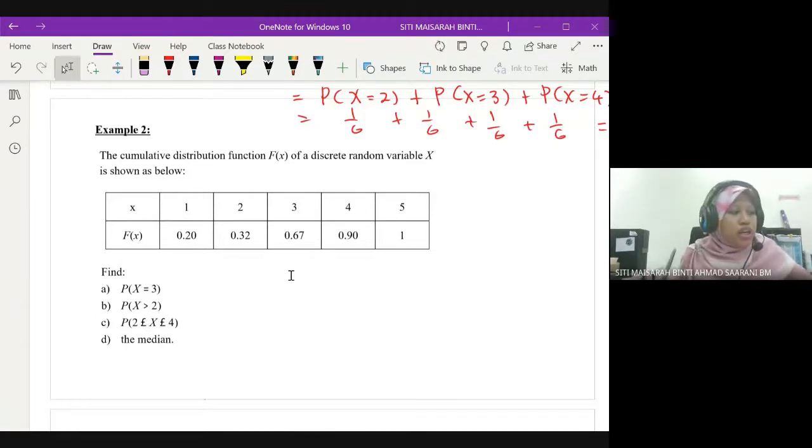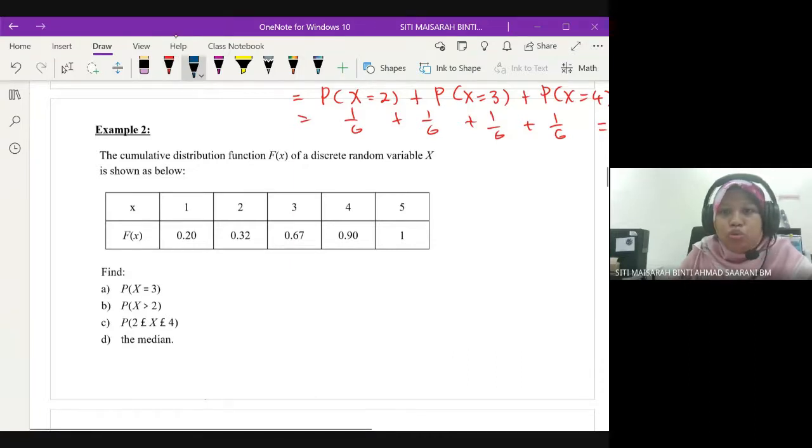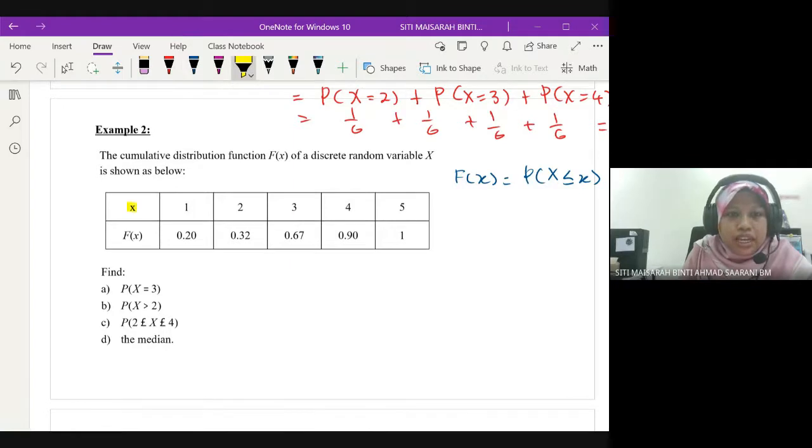Okey, kalau kumulatif pula mesti diingat definition untuk kumulatif tu, kena ingat F(x) equals to probability of X less or equal to x. Okay, so dia bagi kat sini cumulative of discrete random variable X is shown as below. So boleh nampak sini x, sini F(x). X dia ada 1, 2, 3, 4, 5 dan F(x) dia is yang dia bagi ni lah. Okay, soalan yang pertama dia nak probability X equals to 3.